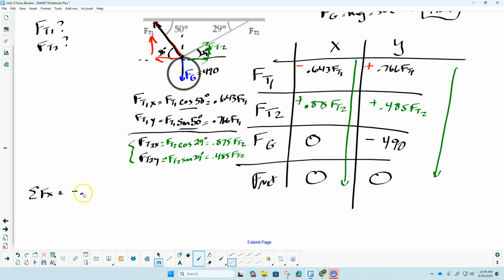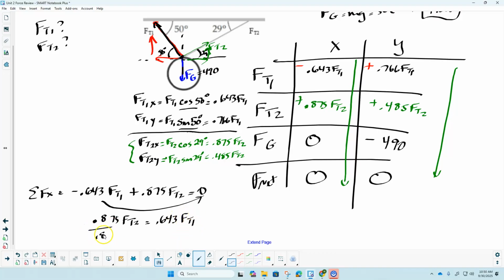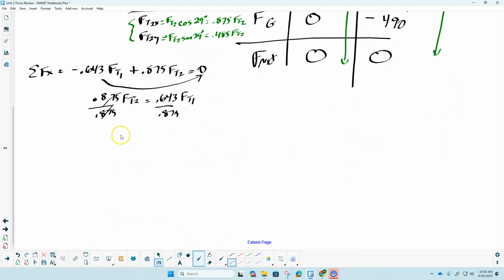For the forces in the X, I got negative 0.643 FT1 plus 0.875 FT2 equals 0. So I can solve this for one variable in terms of the other. If I take this to the other side, it becomes positive. So I have 0.875 FT2 equals 0.643 FT1. Then I divide through to get FT2 isolated. FT2 is equal to 0.735 FT1. That is one relationship I'm going to use in the next equation.